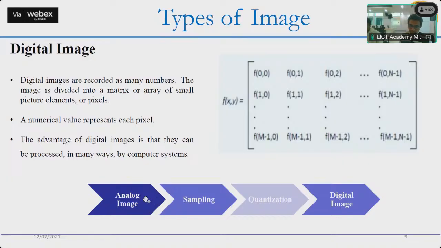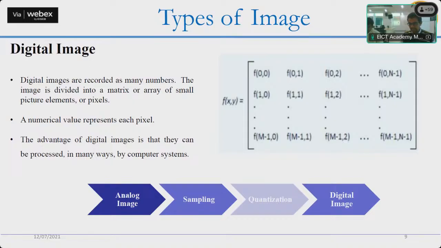So what do you do with the analog image? You basically do the sampling. What do you do in sampling? Here you take some samples. What do you mean by samples? Samples means you are taking some part of the signal. Some part of the signal, we call it a sample.